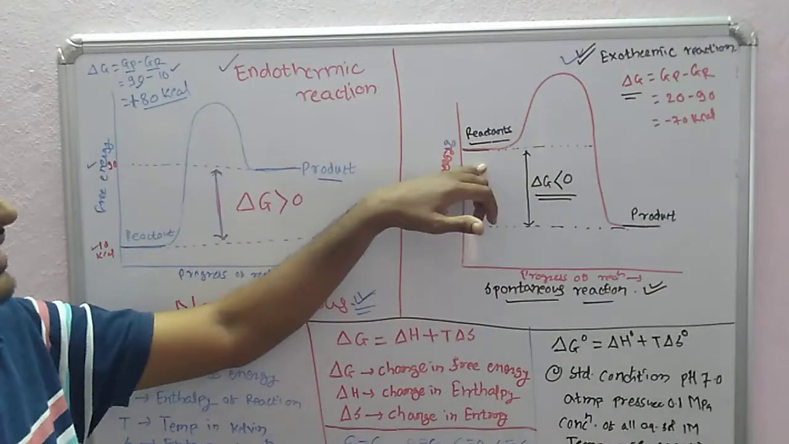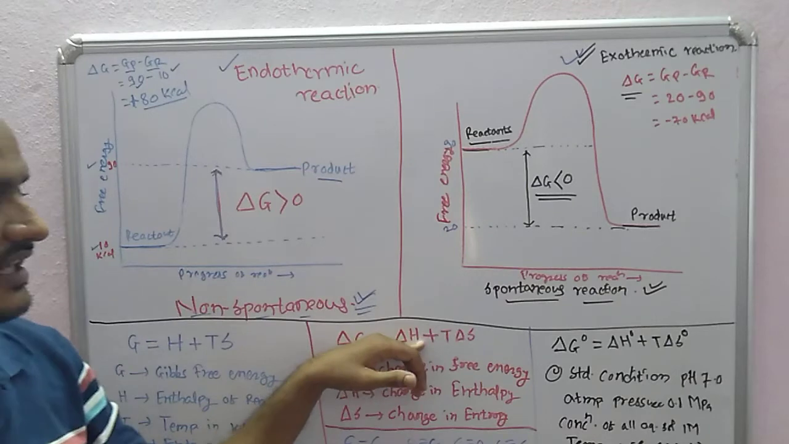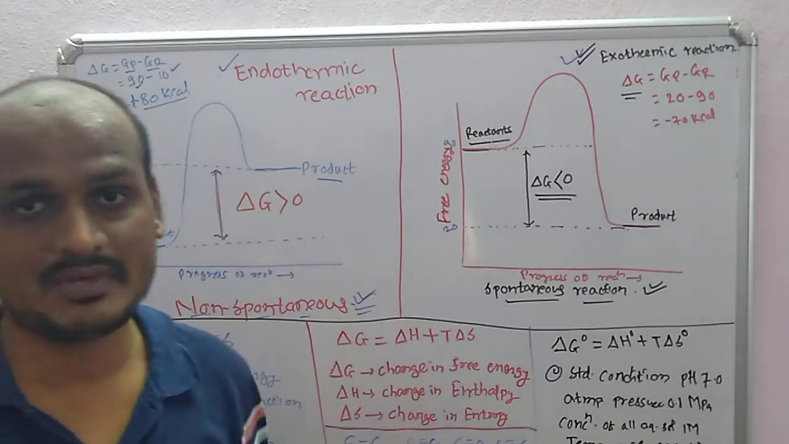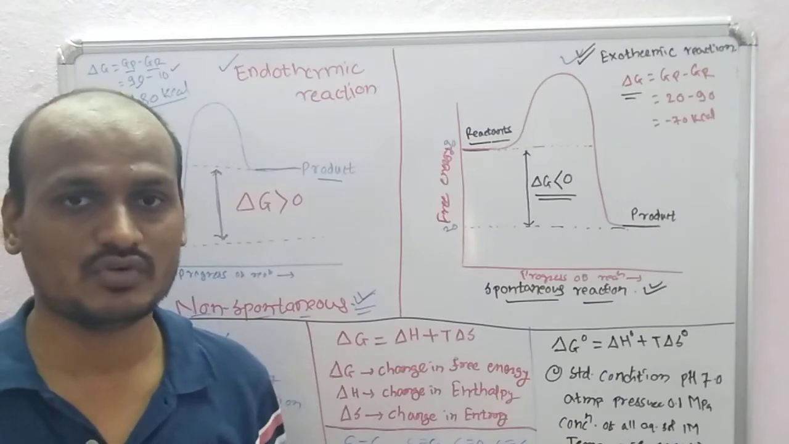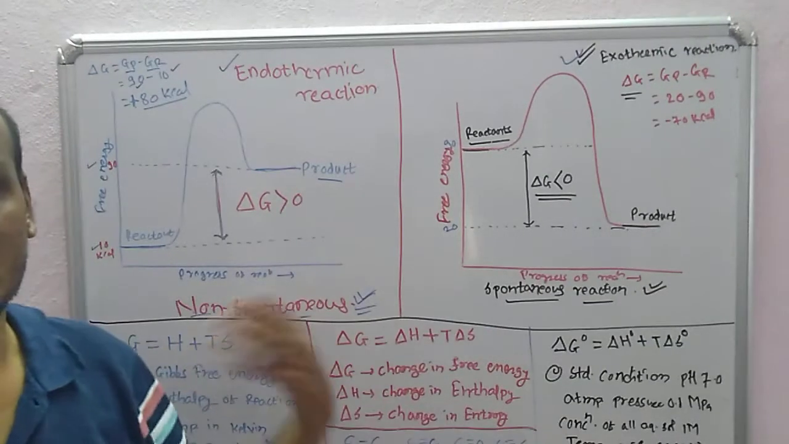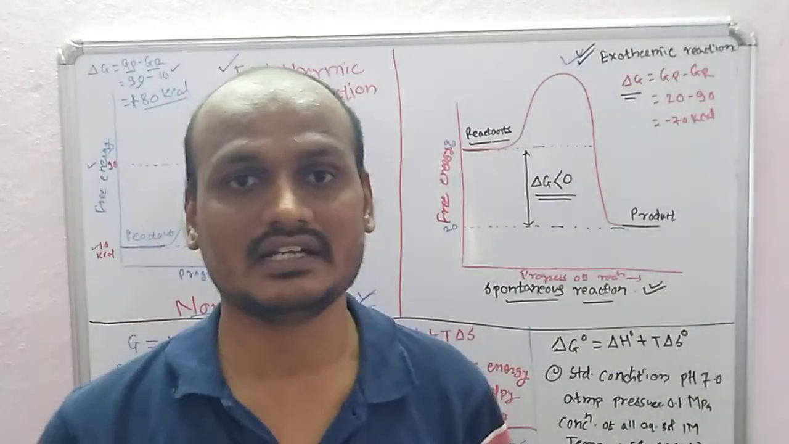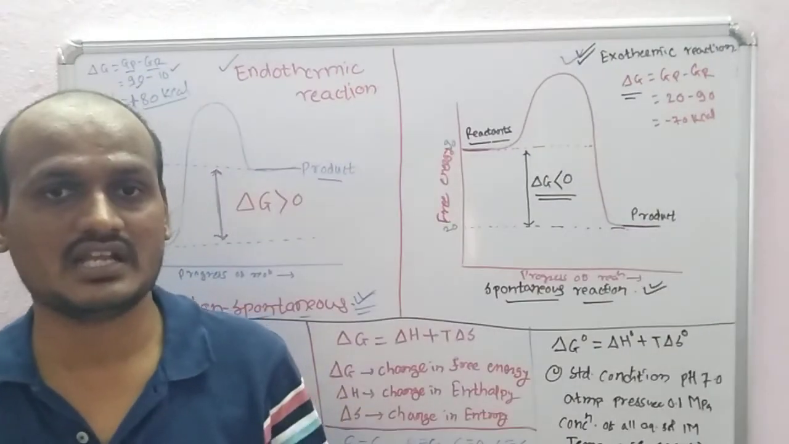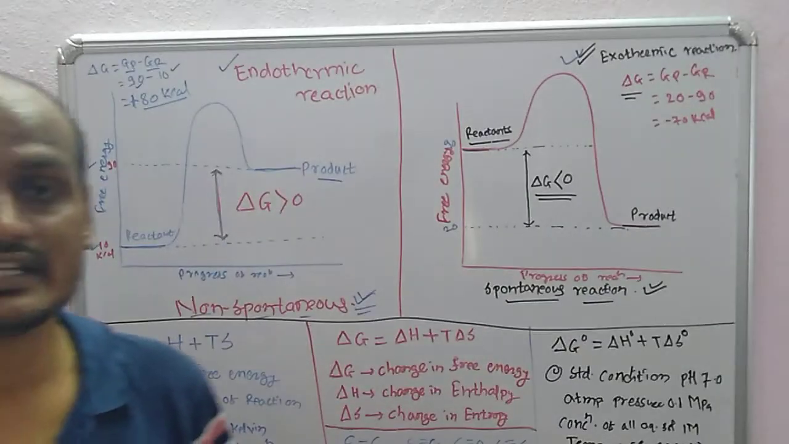So this was a simple calculation, G of product minus reactant, but it can be calculated if you know the enthalpy of the system, the temperature of the system, and the delta S. Based on this equation, you can calculate the delta G of the system. Sometimes we want to compare different reactions, and we want to calculate things under the standard condition. So what is standard condition?